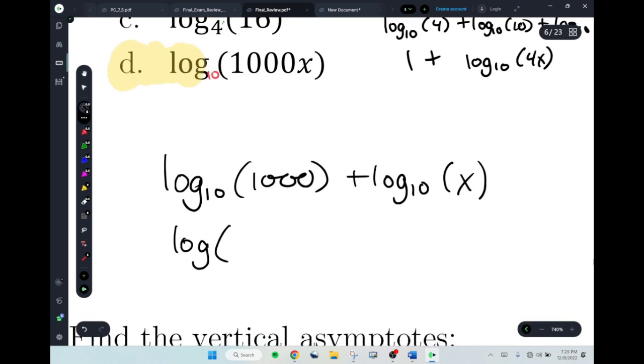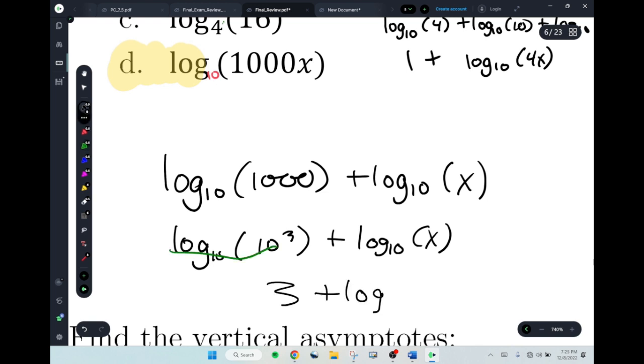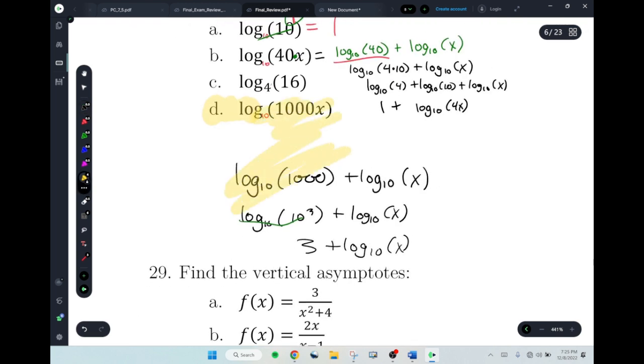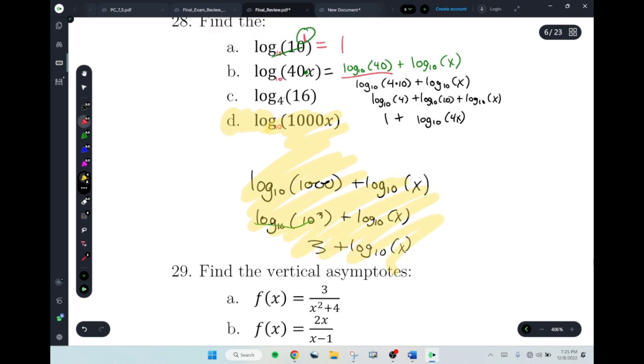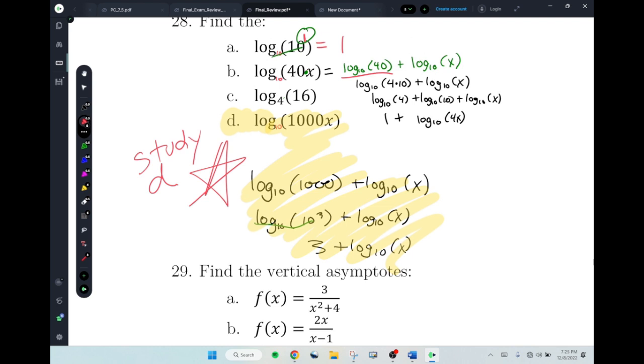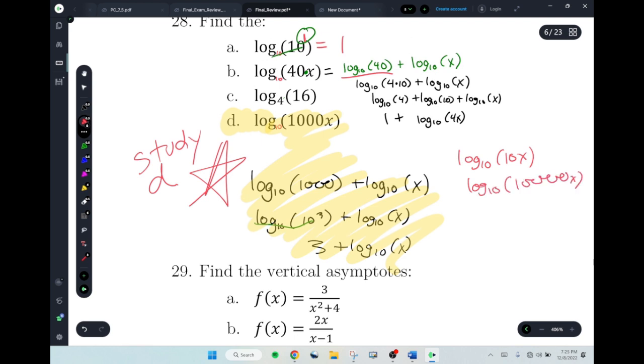Technically, 1,000 can be written as 10 to the third. So that cancels out and just turns into 3. I'm not saying anything, but I'm just saying, if you're studying, study D. Maybe see what happens if you change the zeros. Go to 100, go to 10. Try log 10 of 10x, and log 10 of an extra couple zeros x. See what happens.